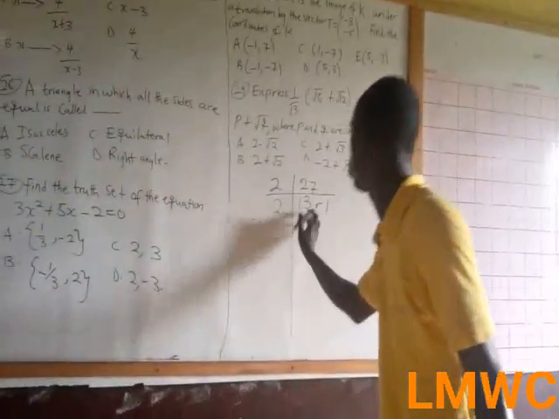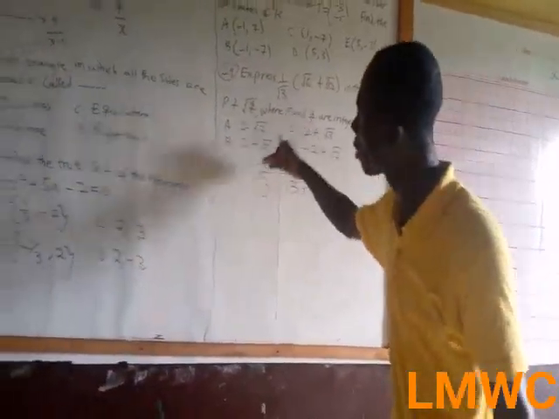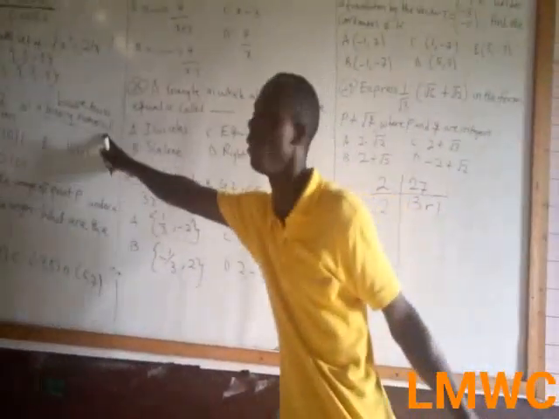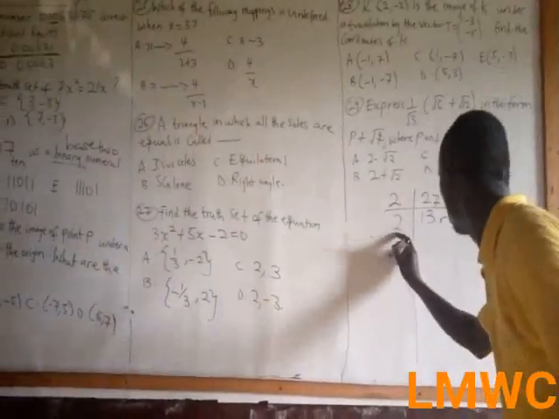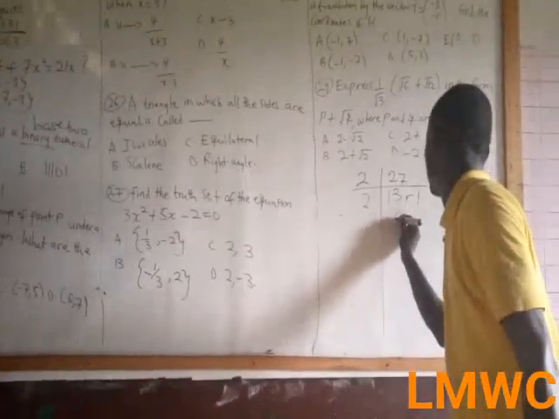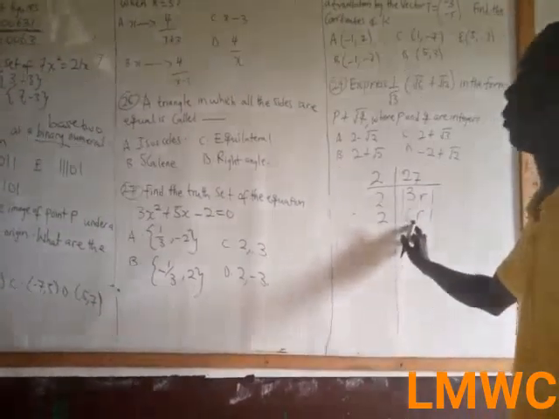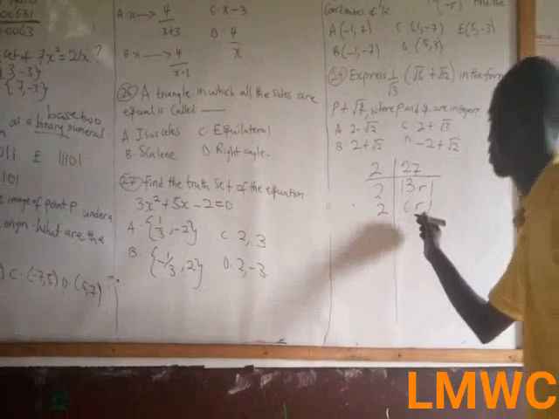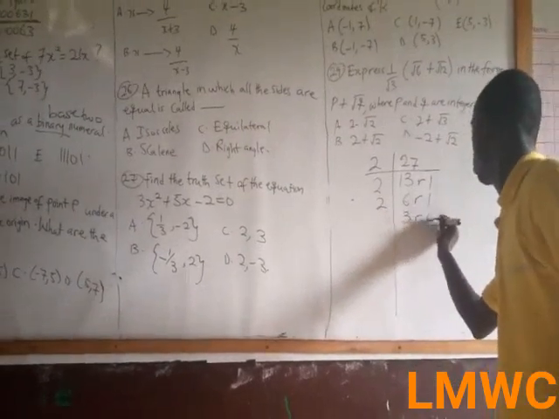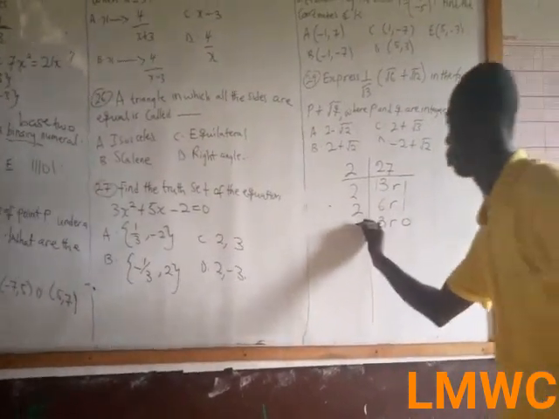Now, 2 can also go into 13. So you will be using 2 because they have asked you to change it to base 2. 2 goes into 13, how many? 6. Remainder 1. You bring your 2 again because 2 can go into 6. 2 goes into 6, 3. Remainder 0. You bring your 2 again.